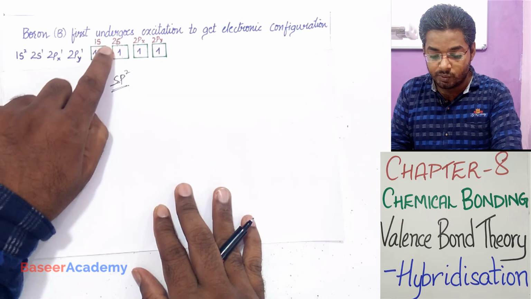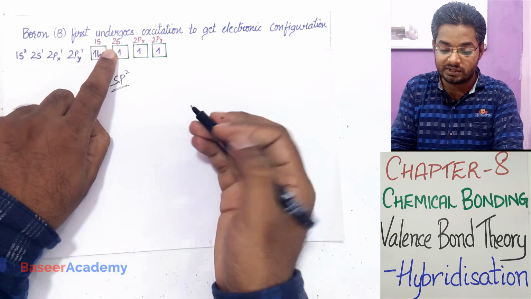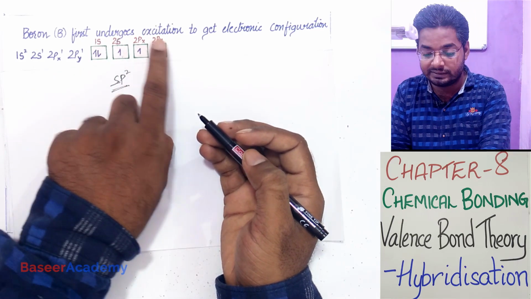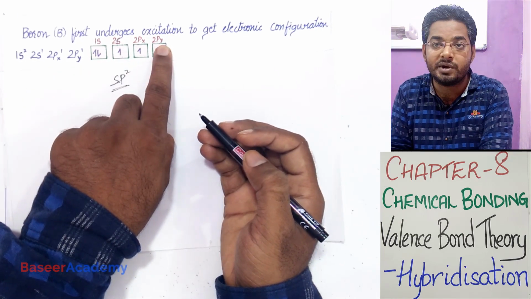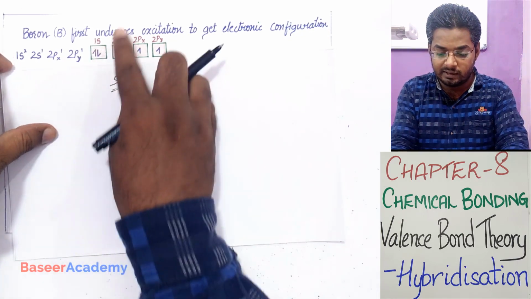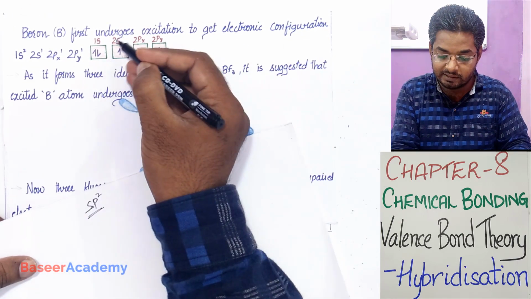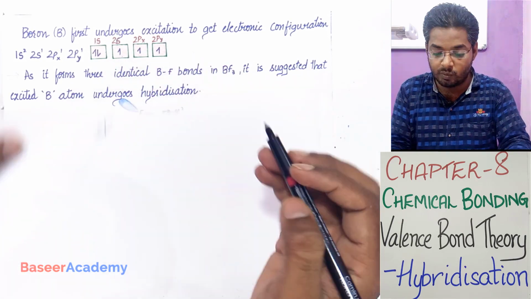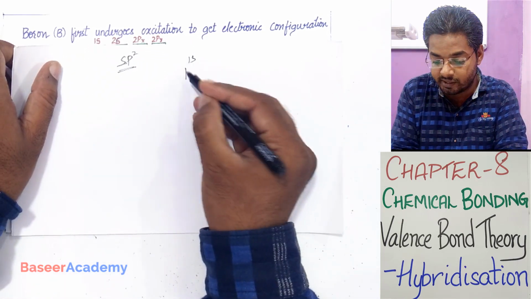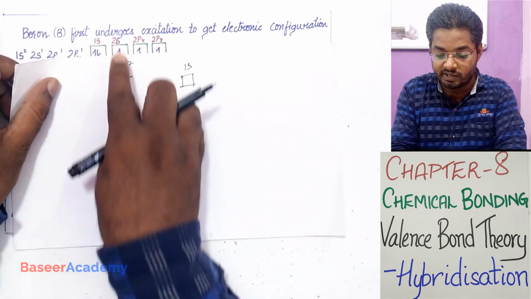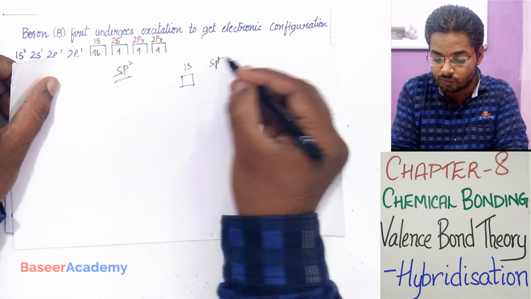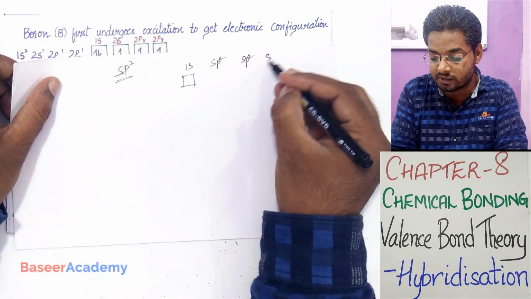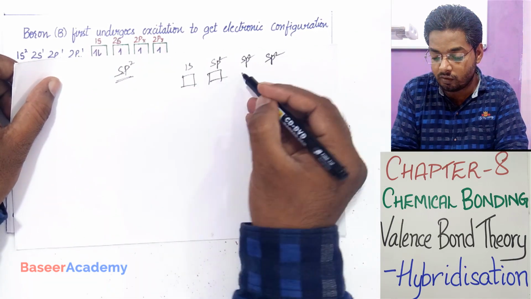So this 2s is no longer 2s, it becomes an sp2 hybrid orbital. This becomes an sp2 hybrid orbital. This becomes an sp2 hybrid orbital. Let me just cancel this out and write sp2 in place of 2s, 2px, 2py. So this is what it should really look like. Instead of 2s, I'm going to write sp2. This also becomes an sp2 hybrid orbital. This also becomes an sp2 hybrid orbital.